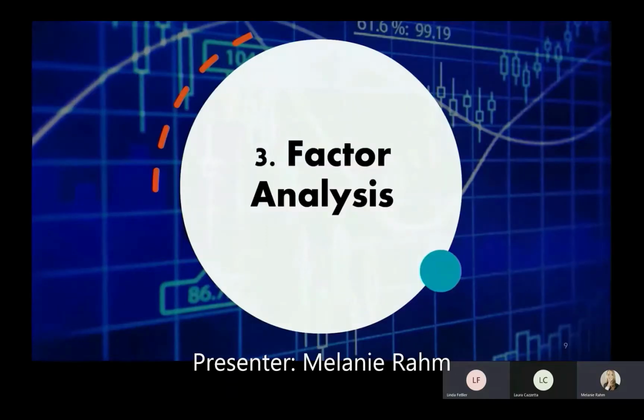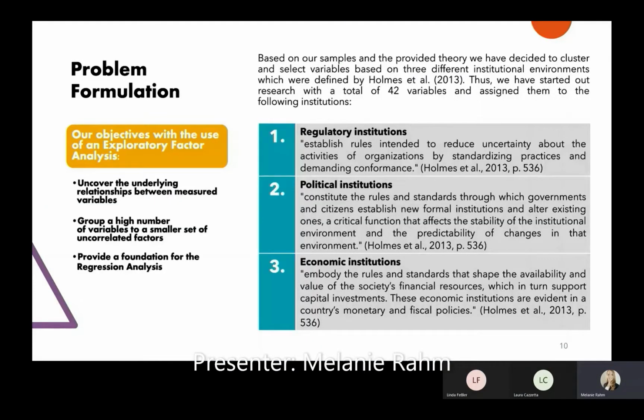So for our factor analysis, we decided to cluster and select our variables based on three different institutional environments according to Holmes. We started with 42 variables that were assigned to the different institutions, the regulatory, the political, and the economic institutions. Our goal was to uncover the underlying relationships by using an exploratory factor analysis.